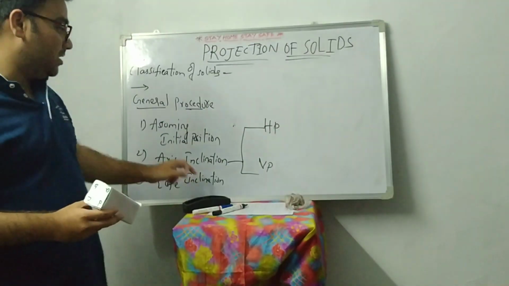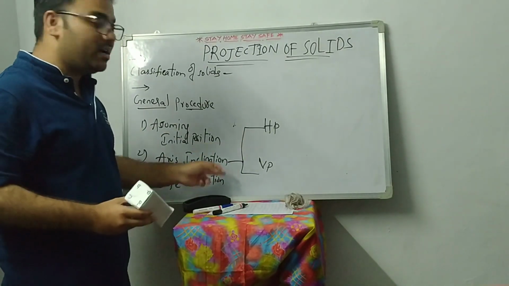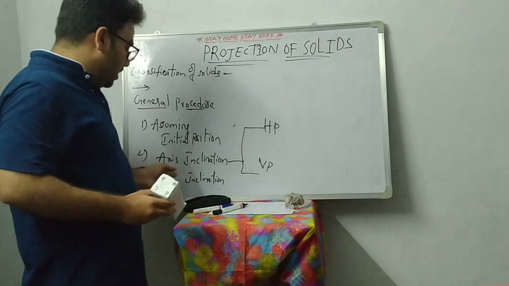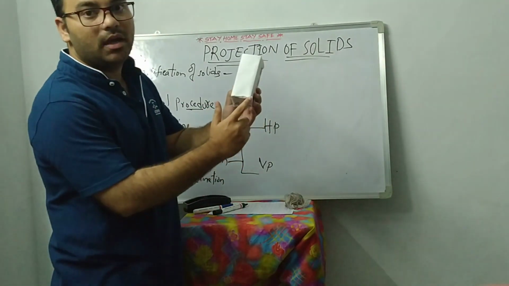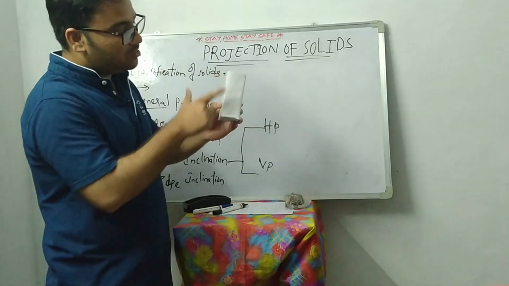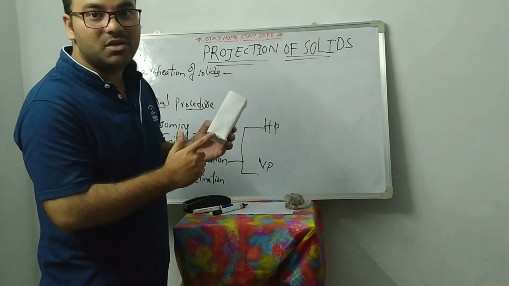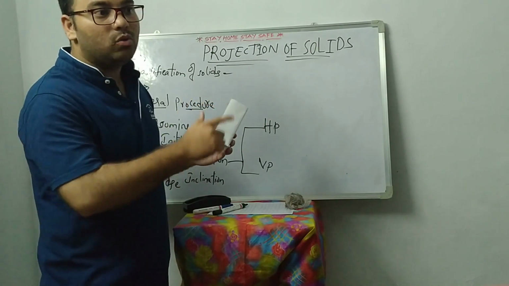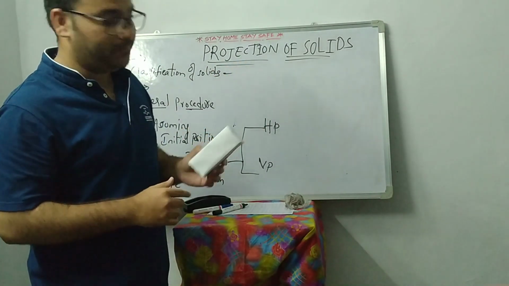Next one, edge inclination. Edge inclination is also the same, just like with respect to HP, with respect to VP it will be given. Here, whatever the edge is, this is also called a longer edge, this is the base edge. Whatever the base edge is, the base edge should be perpendicular to the reference plane we have to consider in the problem while doing.